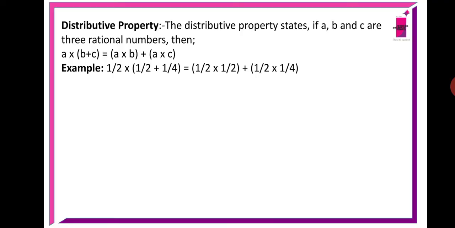Distributive property. The distributive property states if a, b and c are three rational numbers, then a into (b plus c) equal to a into b plus a into c. Similarly, a into (b minus c) equal to a into b minus a into c.